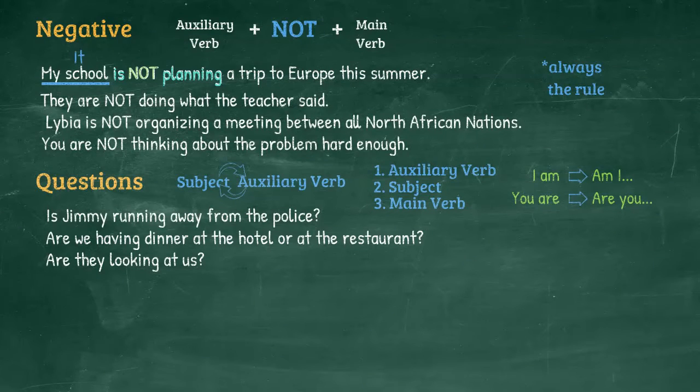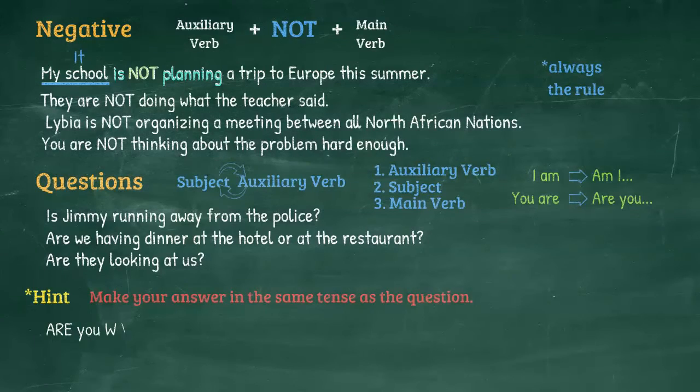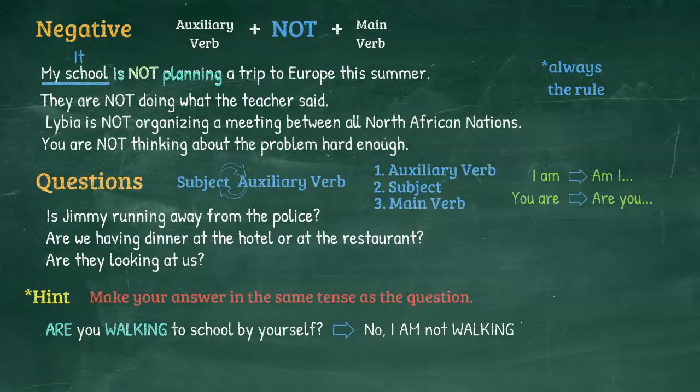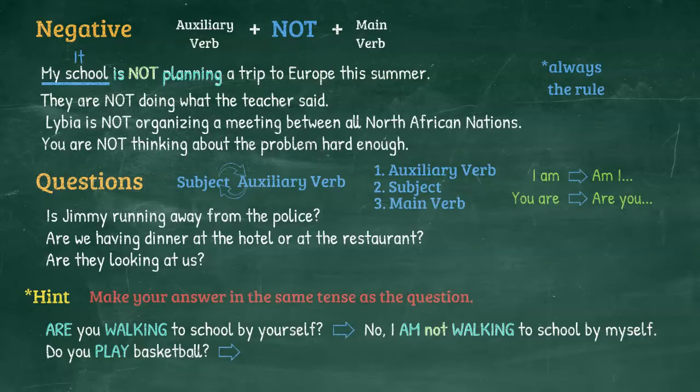Sometimes if you're not sure what tense you should use when answering a question, all you have to do is listen to the question that somebody asked you. For example, if someone says, "Are you walking to school by yourself?" The answer should be, "No, I'm not walking to school by myself," or, "Yes, I am walking to school by myself." Or if they ask, "Do you play basketball?" The answer should be automatic. "No, I don't play basketball," or, "Yes, I play basketball." It's a little trick that can save you from making a mistake.